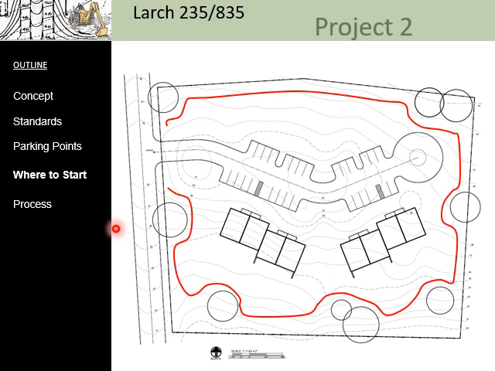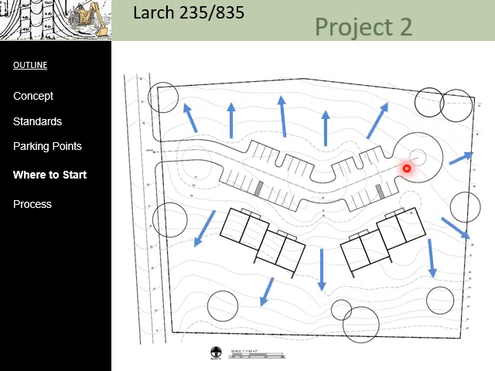So you always need to start by looking at what your limits are on the site. Second thing, of course, you should always be looking at is how does the site drain? In this case, we have a ridge line running along the site, and the site drains off from that ridge line. The difficulty is on this side, it drains towards the buildings.